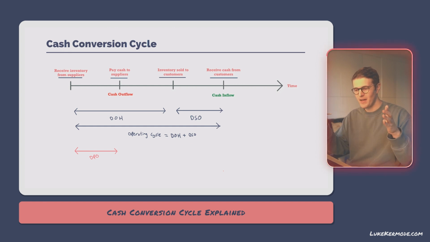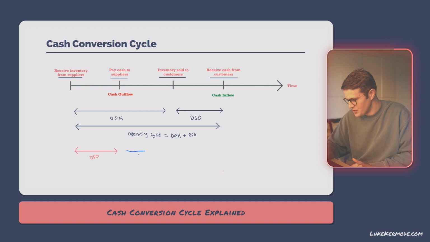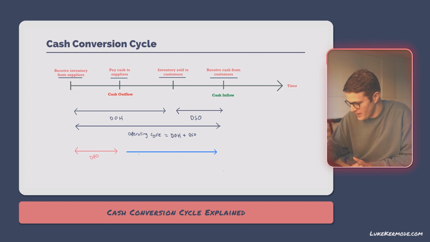The amount of time between when the company receives its inventory from its suppliers to when it eventually pays its cash owed to its suppliers, when the cash outflow takes place. So that is the days payable outstanding, which means that the cash conversion cycle must be represented by this period of time here. Cash conversion cycle.